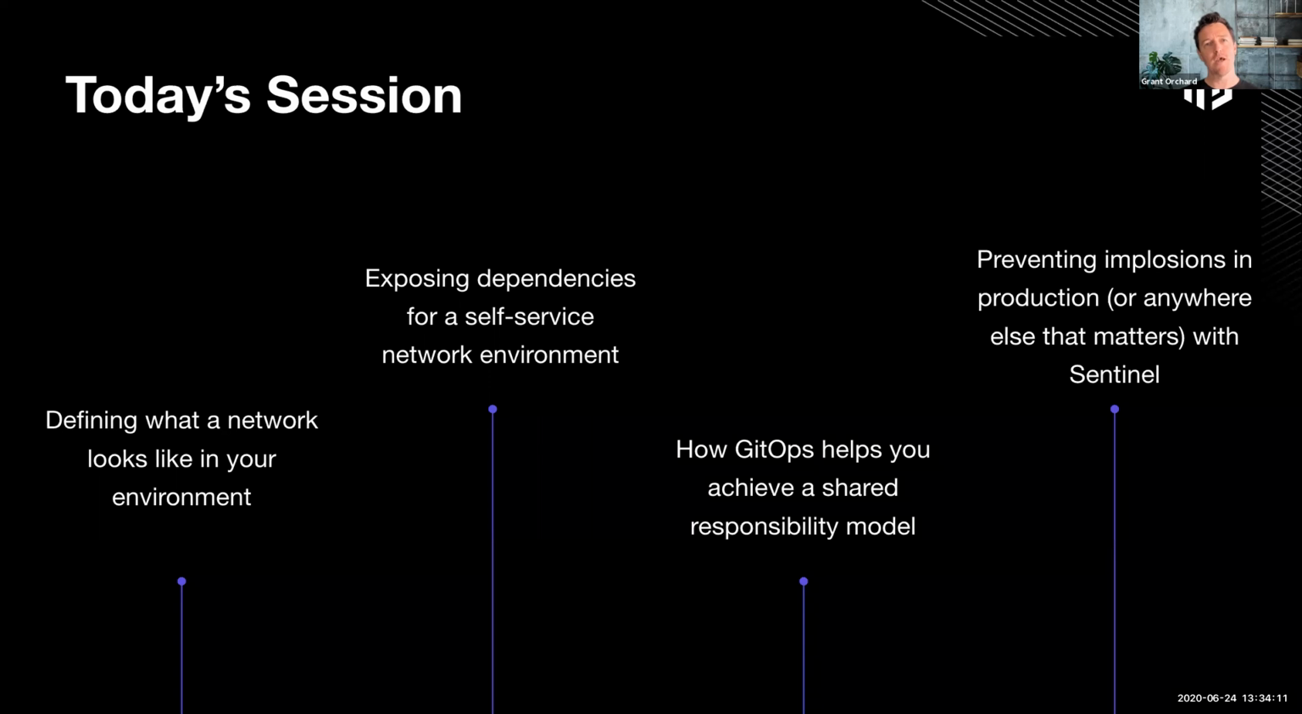The third piece that we're actually going to cover off is how GitOps allows you to take a shared responsibilities model in here. So this is really around that delineation of, hey, I want to have a bubble that's my own network that I can control. But how can we also provide the ability for the network team and the architects who design that to check that the changes you're going to be making are okay? And then finally, we're going to be talking about how you can prevent implosions of production, or for that matter, any other environment that really matters to you. So with that, we're just going to get straight into it.